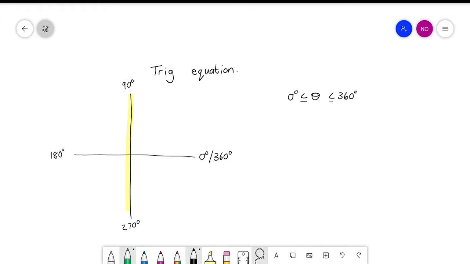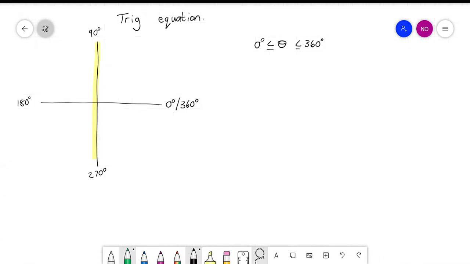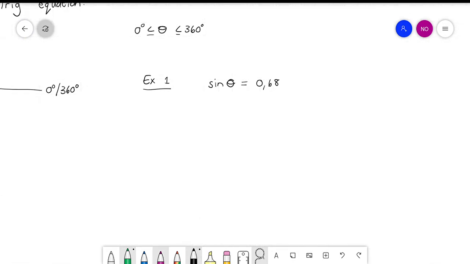So if we start with something like this, where they say, example 1, solve for theta if sine of theta is equal to 0,68. Okay, what is important is that you guys have to follow certain steps. So the first step is to get the reference angle.